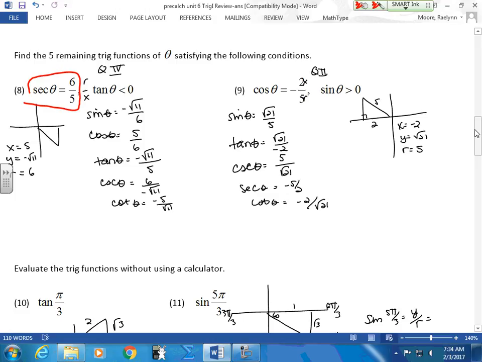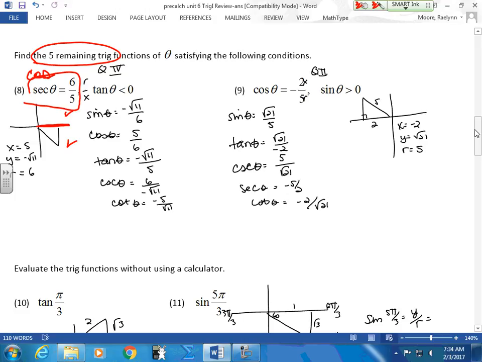I'm not looking for an angle, sorry. I should have read the directions. Find the 5 remaining functions. Okay, so I need to locate where this angle resides. Secant is the reciprocal of my cosine. Cosine is my x, and x is positive here and here, so I could have 2 possible places. Now I narrow it down. This helps me figure out what quadrant I want. I can't just give you this, because you have 2 quadrants for that.